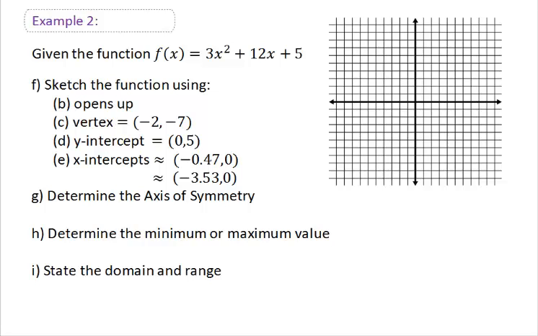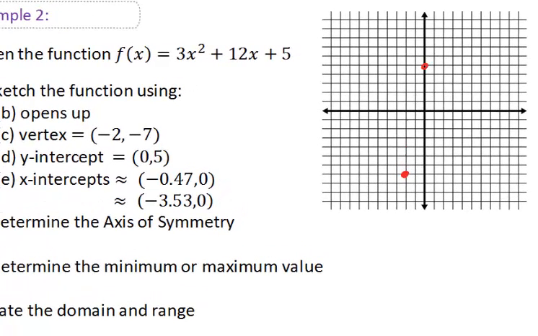So first let me start with my vertex of negative 2, negative 7. I have a y-intercept of 0, 5. I have two x-intercepts, one at negative 0.47, so about 1/2, and one at negative 3.53. And note that this parabola opens up, so it's going to look like this. So my U is something like that there.